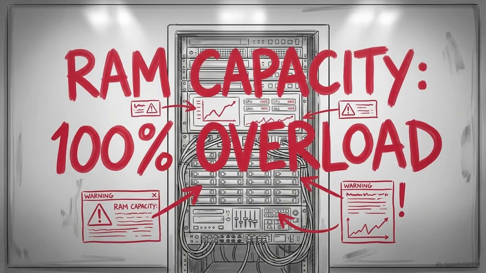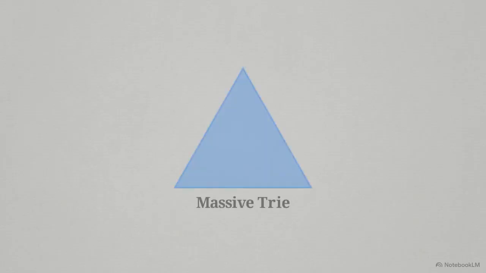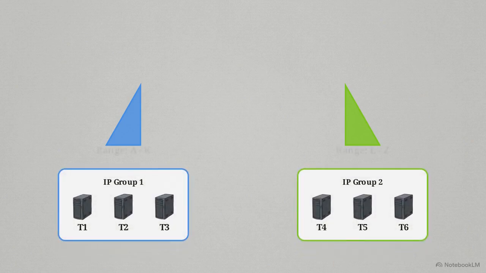A trie containing billions of weighted English phrases requires vast amounts of RAM. It physically cannot fit into the memory of a single machine. We solve this by horizontally sharding the data. The massive single trie fractures into smaller, separate tries, distributed across distinct server nodes. We split the data by prefix ranges. Searches from A through K go to one cluster, L through Z to another.